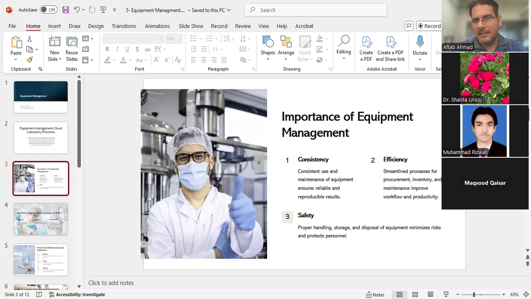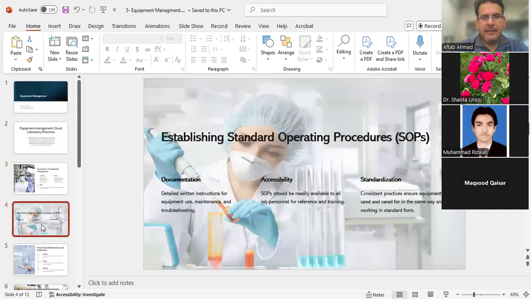So these good laboratory practices are actually not a very hard science. It's mainly about common sense: how we use things, what protocols we are following, what SOPs we have set, and using those SOPs. For the laboratory, SOPs are very, very important.